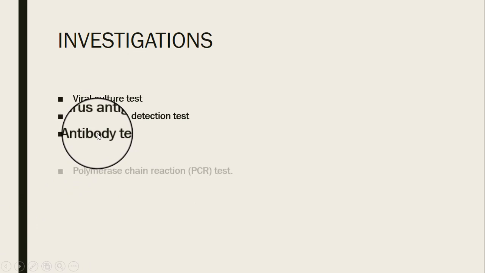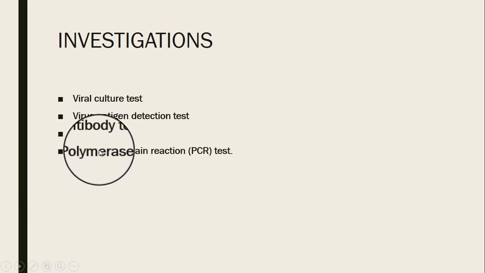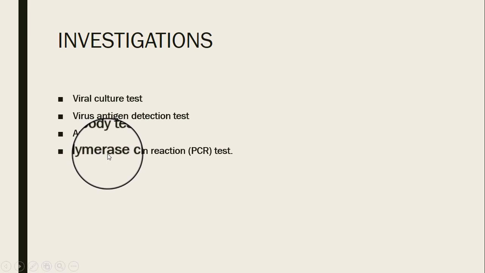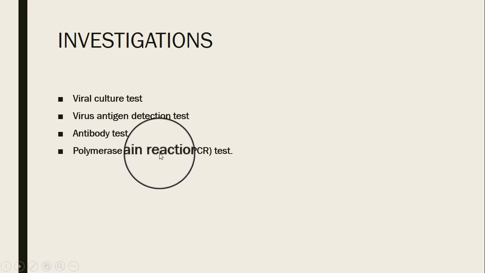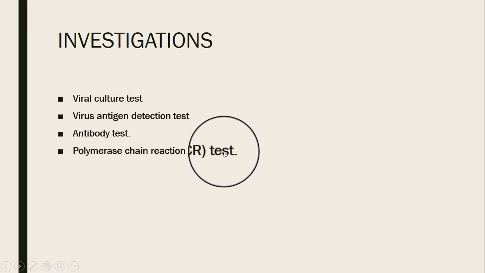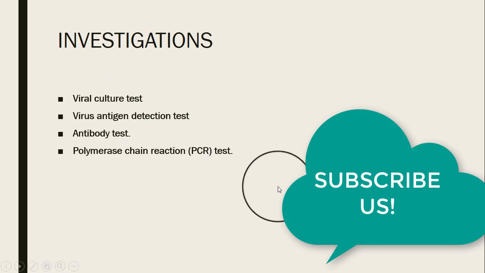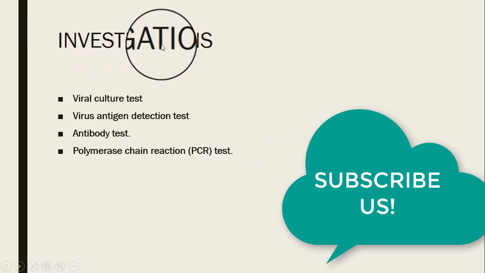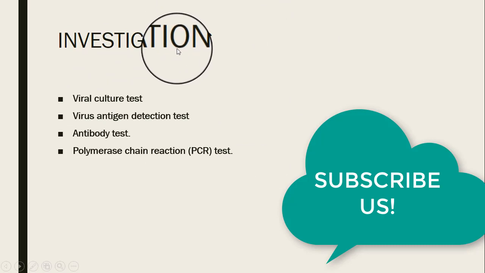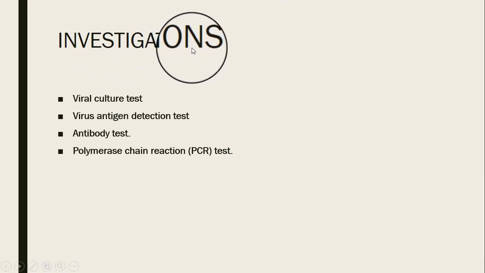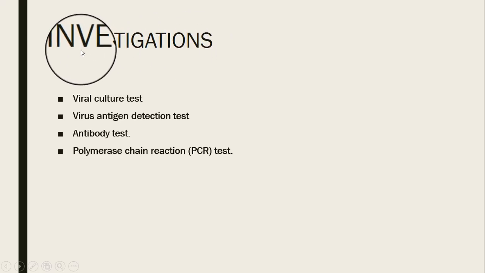The last test for post-herpetic neuralgia or any type of neuralgia is PCR, that is polymerase chain reaction test. With this test, a healthcare provider can screen a sample of your blood or tissue from a sore. They can use this to determine if herpes simplex virus is present and which type you have. So these are the various investigations that you can perform if you have any doubt that you are suffering from herpes simplex virus or any kind of neuralgia, especially post-herpetic neuralgia.